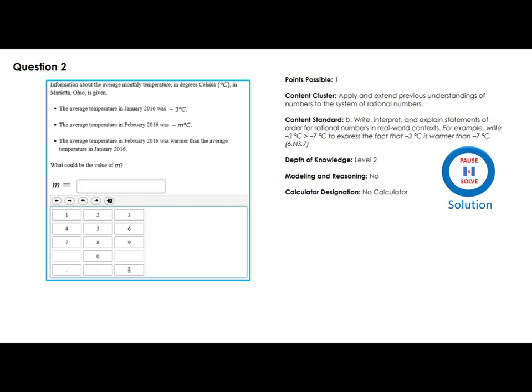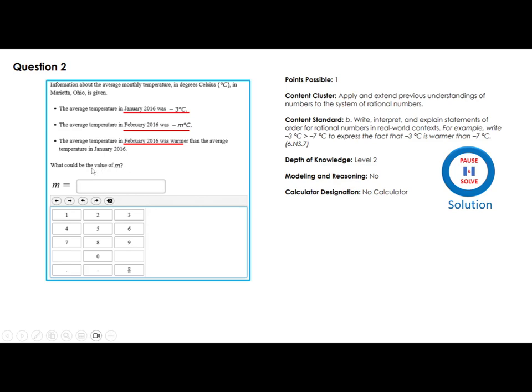Hello and welcome. Information about the average monthly temperatures in degrees Celsius in Marietta, Ohio is given. So what do we have here? In January, the temperature was -3. The average temperature in February was -M. The average temperature in February was warmer than the average temperature in January. Warmer. What could be the value of M?